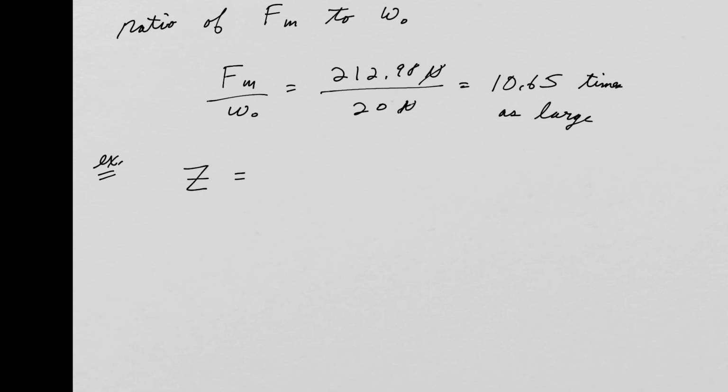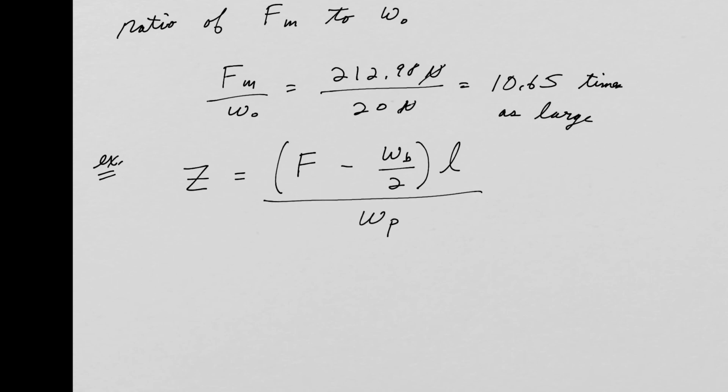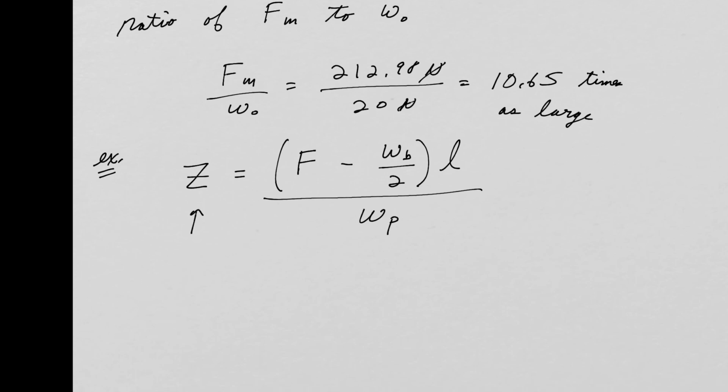Z is equal to the force that the scale reads when the student is lying down on the board minus the weight of the board, that would have to be given, divided by 2, times the length of the board, L, all divided by the weight of the person. And that gives Z in inches. So this is like the height of the center of mass of the person from the floor. And it was in inches in this case.